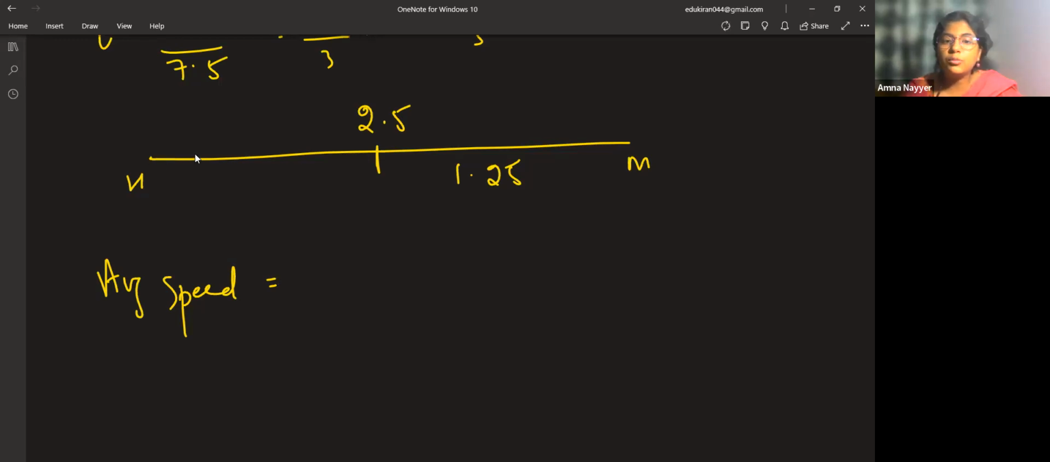So the person is moving. So 2.5 here, 1.25 here. This is the final point. This is the initial point, home. This is the final point. So total distance will be first 2.5, then coming back 1.25.